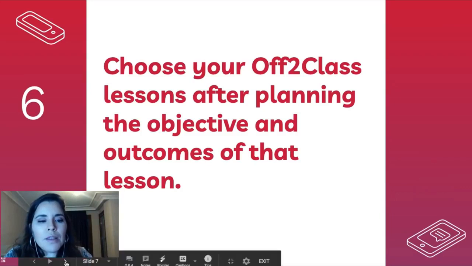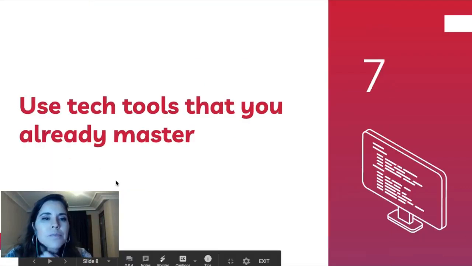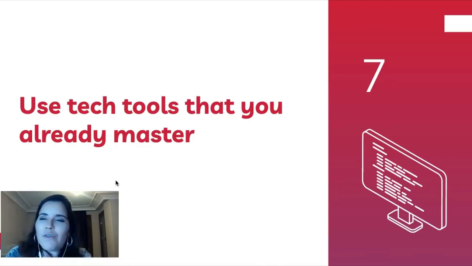My 7th tip is, use the tech tools that you already master. If you're teaching online, if you are a novice in online teaching, don't try to use several tools in one lesson. This is quite overwhelming, not only for you, but for your student as well. So I would say try to stick to 2 or 3 tools that you need to use, and that's it.